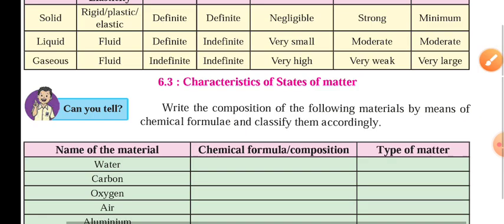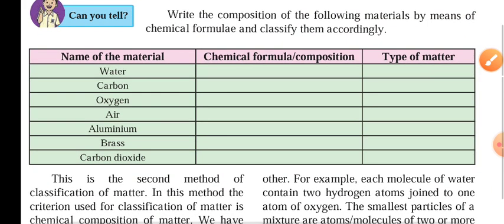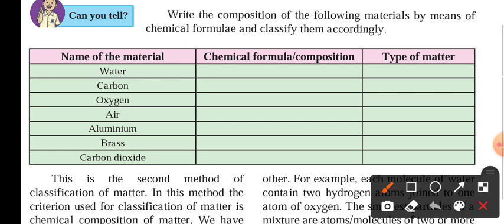Further, when we talk about the names of the materials, you can see over here, for example water. It is H2O for the water. Carbon is C, oxygen is O2. Air is a combination of various gases. Aluminium is a metal element. Brass is an alloy, a mixture of various metals. Then carbon dioxide is a compound, CO2 gas. So this type of matter we can discuss at a later stage.